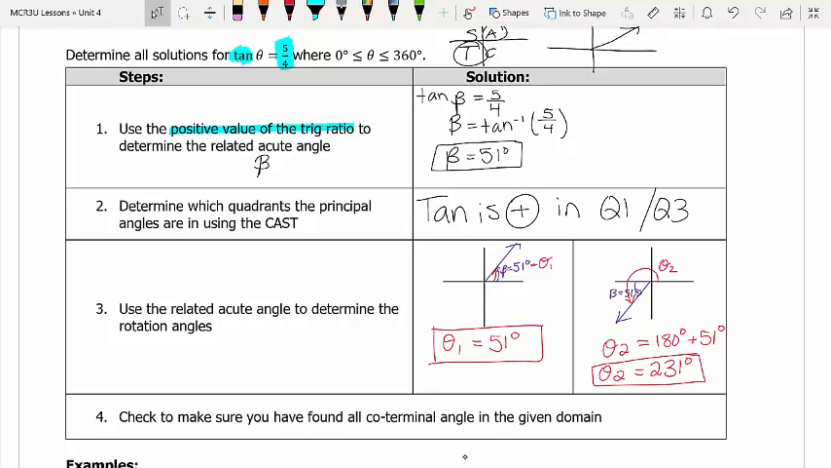Okay, sometimes there is an extra step. Sometimes you have to find more than 2 angles if the domain is greater than 0 to 360. But because this domain is 0 to 360, we don't have to do anything else. Okay, so always these 4 steps. Find the related acute angle using the positive version of the ratio. Figure out which quadrants your terminal arm is in. Draw that terminal arm with the appropriate related acute angle, and then solve for theta.